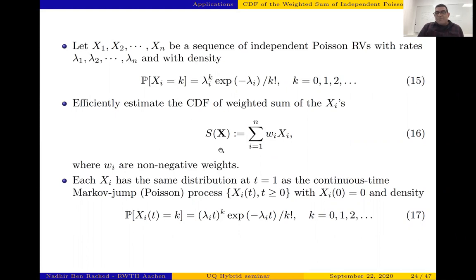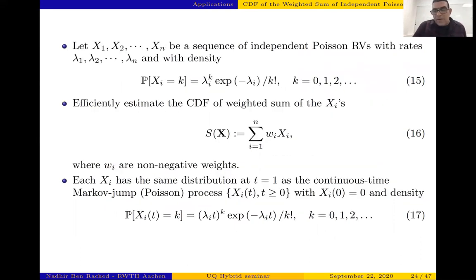And here, in this particular case, we don't need to use the gamma process for the embedding, since each Xi by itself has the same distribution as the continuous time Markov jump process, Xi of t. So it's enough to use the Poisson process as embedding to embed the system here. So there is no need to use the gamma process.